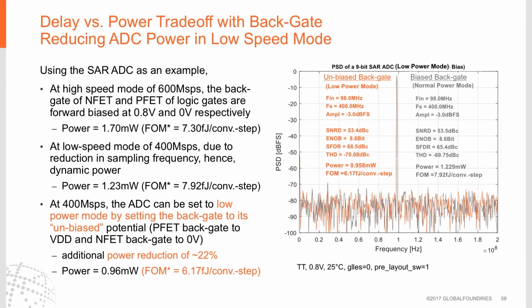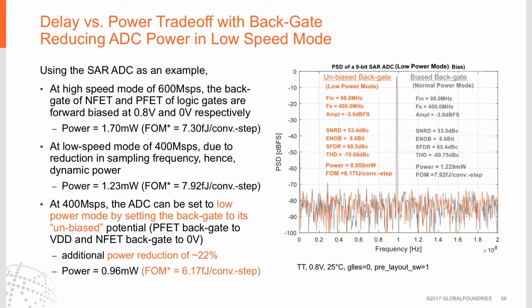An ADC was designed for a 600 megasample per second sampling rate, and the power was noted as 1.7 milliwatts. This SAR ADC also had a low speed mode that ran at 400 megasamples per second. Again, this was operating with forward backgate biasing, but when the forward backgate biasing was removed, the power dropped from 1.23 milliwatts down to less than a milliwatt.